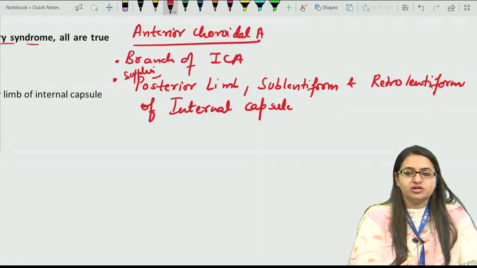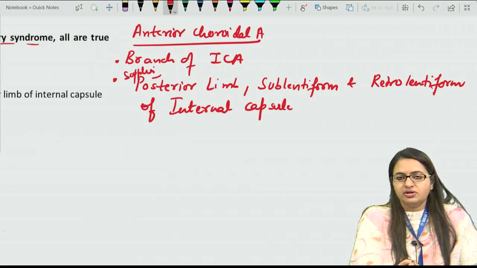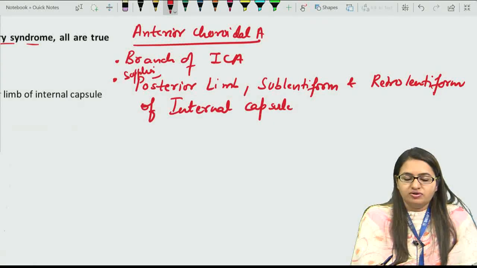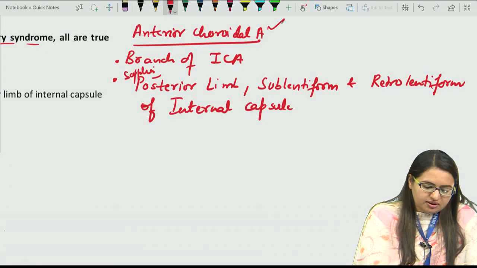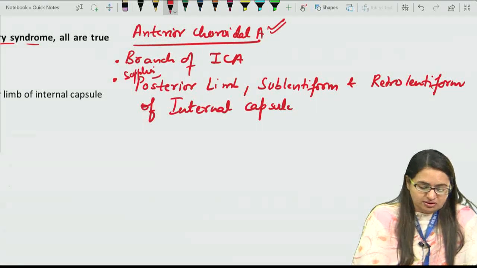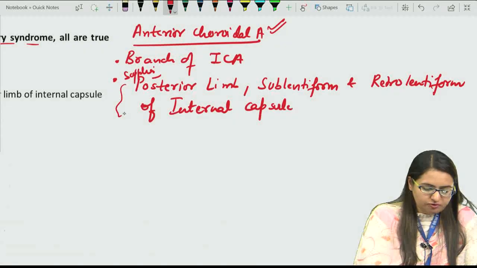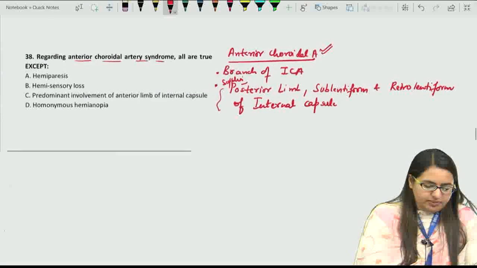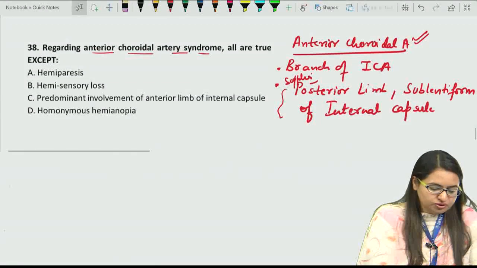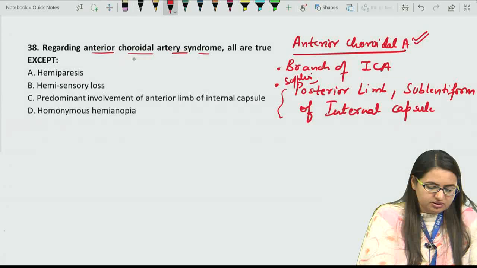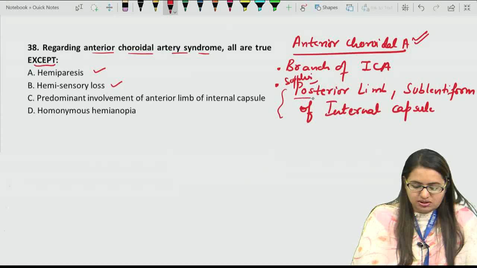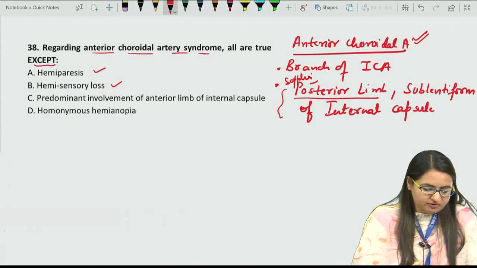Now in the posterior limb, the main fibers passing through consist of all the motor and the sensory fibers. Then in the sublentiform part we have the auditory fibers, and in the retrolentiform part we have the visual fibers. So if there is ischemia or obstruction of this artery, it will lead to ischemia of all these structures and affect the sensations carried by them. Now coming back to this question, it says all things are present in the anterior choroid artery syndrome except: hemiparesis and hemisensory loss will be there because it involves the posterior limb, which carries the motor and the sensory fibers.